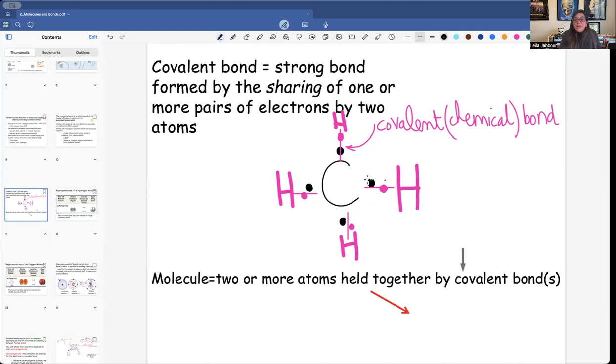So you end up with these electrons shared. Let me use that same color. Shared equally, like this, etc. So when we say shared equally, there is no polarity.